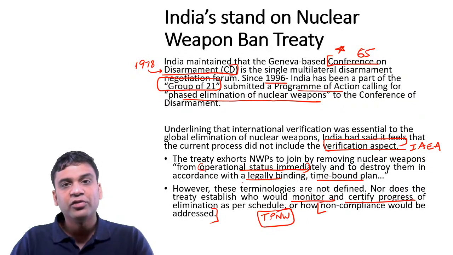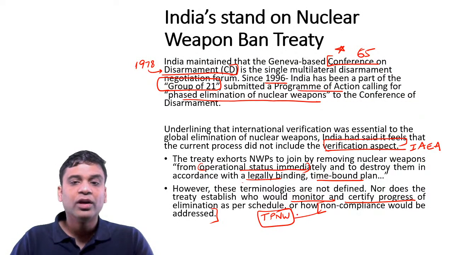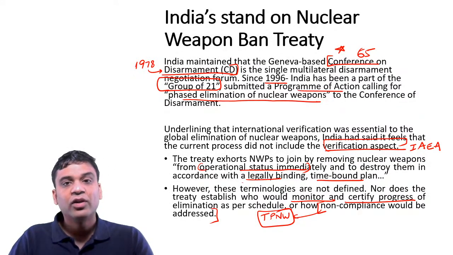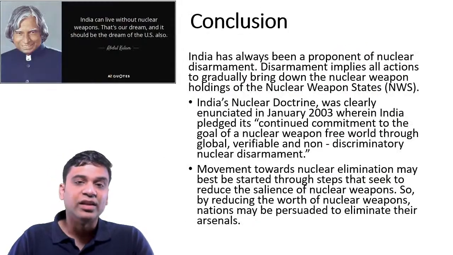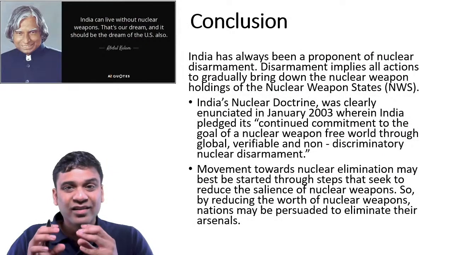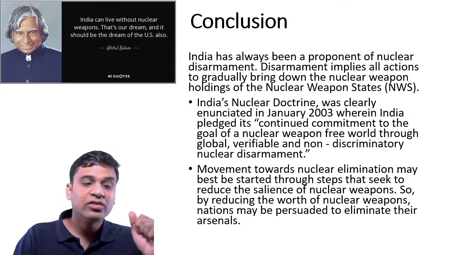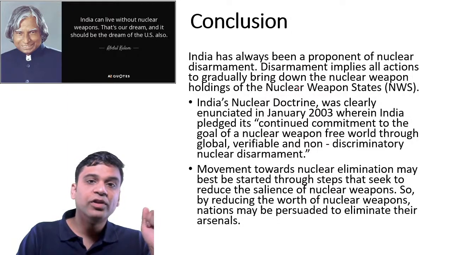TPNW, the Treaty on Prohibition of Nuclear Weapons. There is no mention of non-compliance, who will monitor, who will certify. Nothing is clear on that. So India is rejecting this treaty. Alright, so that is the real reason why India is opposed to the Treaty on Prohibition of Nuclear Weapons. It's not that India is against nuclear disarmament. India has always been a proponent of nuclear disarmament.